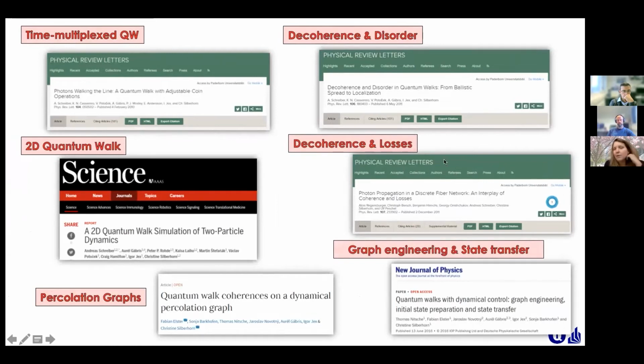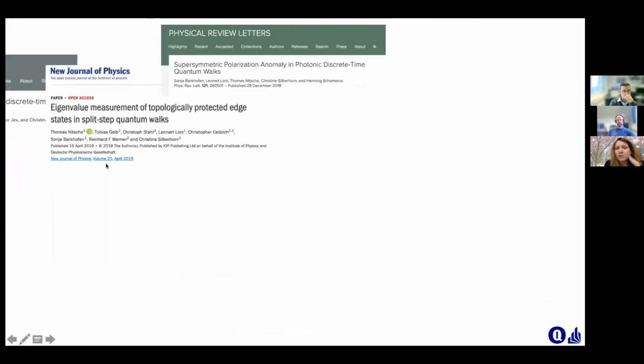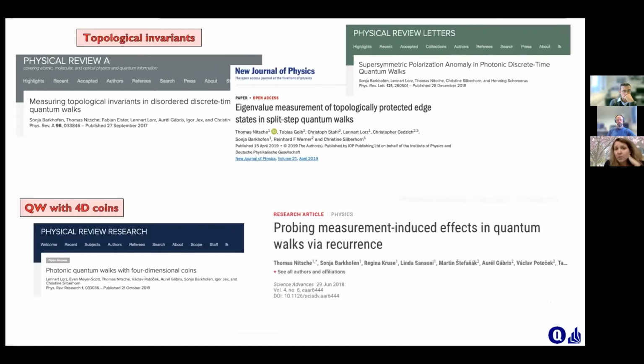But we have implemented all kinds of things already. We studied decoherence and disorder, losses, graph engineering, graph state engineering, percolation graphs. We can also look at two-dimensional systems. Then we looked at topological invariance, which is simulating semiconductor systems. We looked at higher dimensional coins, and you can also study measurement-induced dynamics.